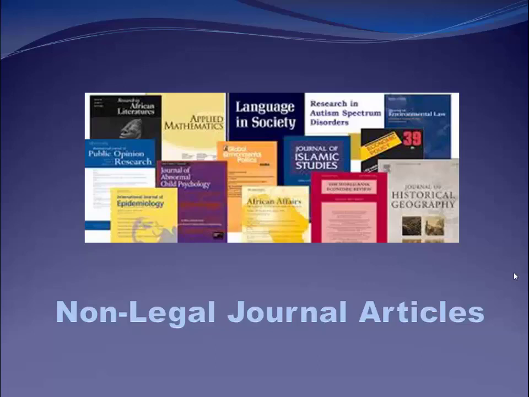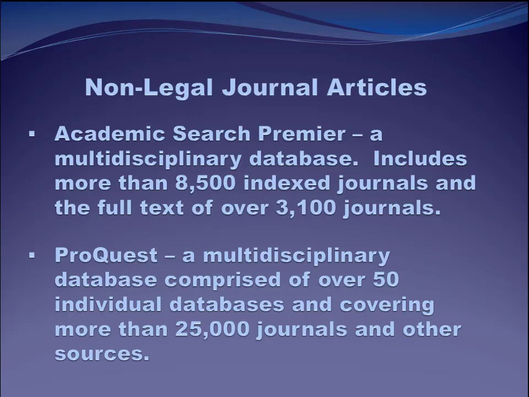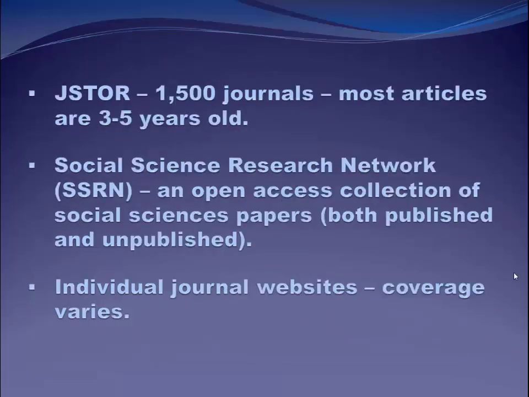So let's spend a minute talking about finding non-legal journal articles. Some of the good databases we have here, if you're looking for that, are Academic Search Premier, which is a multidisciplinary database. There's also ProQuest, which is a database of 50 different databases. You can search one or all of them, almost 20,000 journals in there. JSTOR is a good resource. It has both legal and non-legal journal articles, mostly of a scholarly nature.